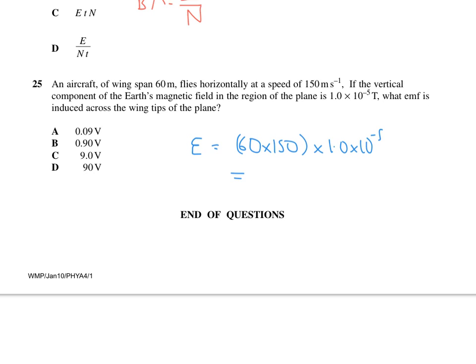That would give us, when we calculate it, 60 times 150 times 1.0 times 10 to the minus 5, which gives us 0.09 volts, which is answer A. So here what we've got is the swept out area, so your area per second, and then we've got B, so you're getting BA per second, the rate of change of flux, so that's your EMF there.